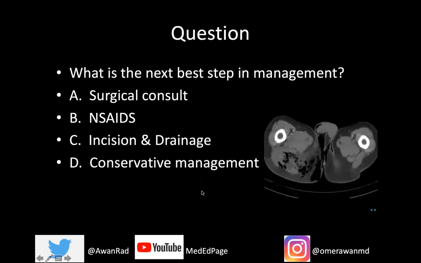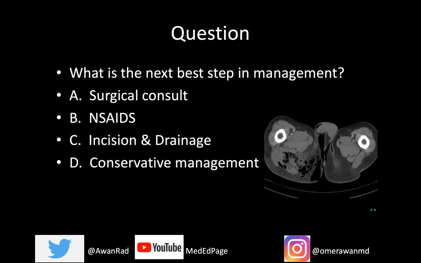The question that we have here is, what's the next best step in management? Well, this is a case of necrotizing fasciitis and Fournier's gangrene. We see gas in the subcutaneous tissues between fascial planes of the muscles here in the proximal thigh, going to the scrotum. Nice example of Fournier's gangrene. Of course, this is a surgical emergency.